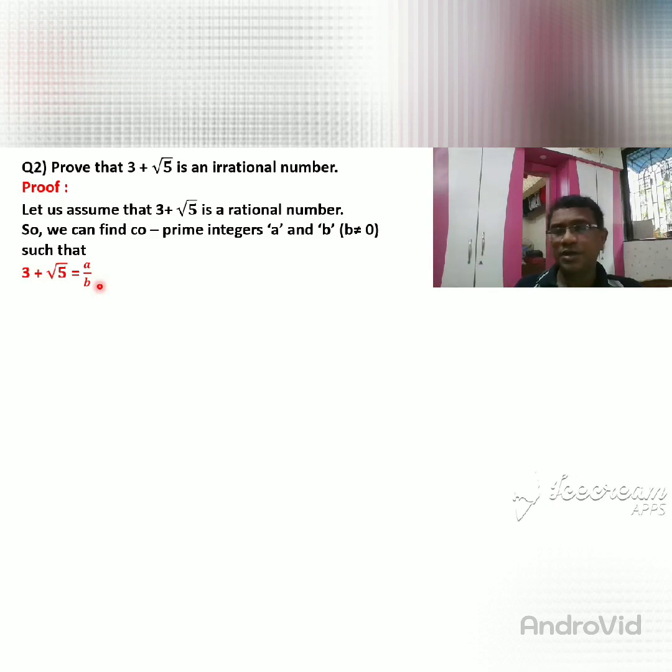Any doubts? This is a upon b, a rational number we considered. Why? Because this b is a denominator, and that denominator b is not equal to 0. And 3 plus root 5 we considered rational. So 3 plus root 5 is rational, a upon b is rational. Rational is equal to rational, it is possible. So 3 plus root 5 is equal to a upon b.